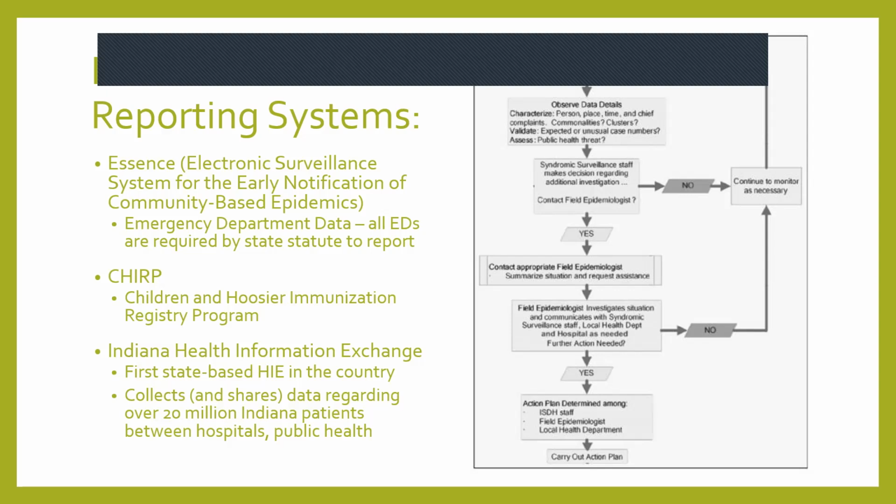We also have CHIRP, which is our electronic immunization registry program for kids and all Hoosiers that keeps track of your vaccinations across your lifespan. So that if you're going to a doctor in your 40s, they could still have record of shots that you've gotten all the way back to when you were a child, which is really important so that vaccinations are done on schedule.